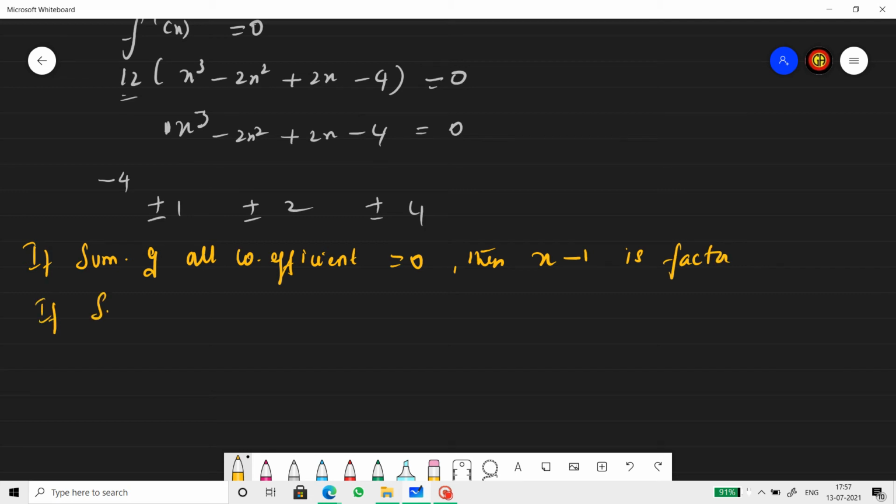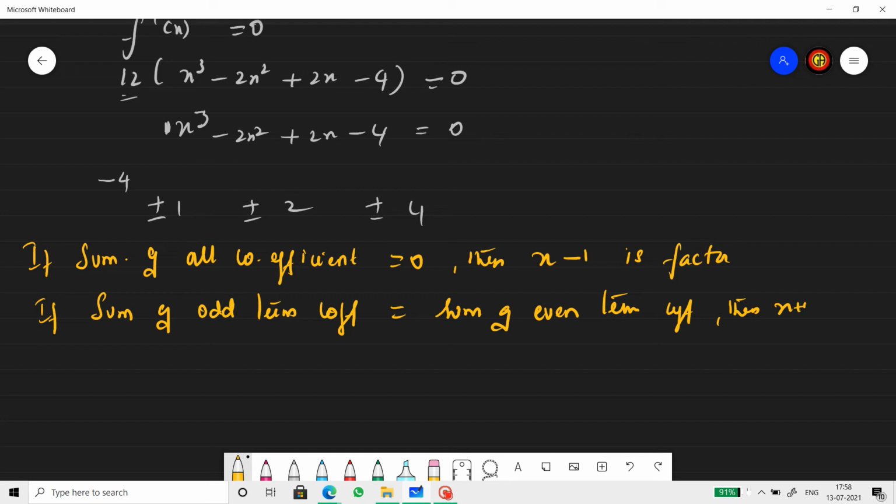If the sum of odd term coefficients is equal to the sum of even term coefficients, then x plus 1 is a factor. This is a shortcut, okay? If you don't remember this, even if you forget, that's fine. You can substitute 1 and minus 1 and check.